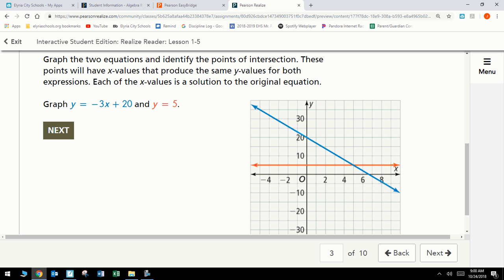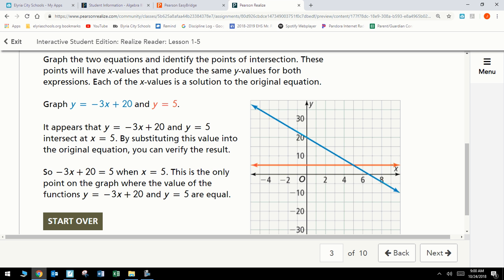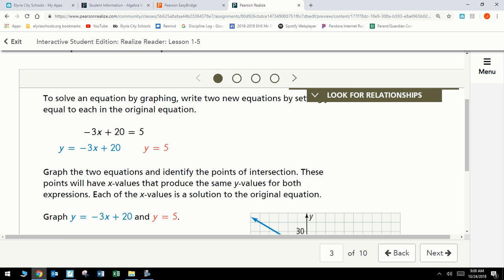5. So what do you think that x value of 5 is for this problem? X being 5 is the only point on the graph where it makes those two equations equal. And that's what we wanted to know. We wanted to know what value of x makes this equal to 5.